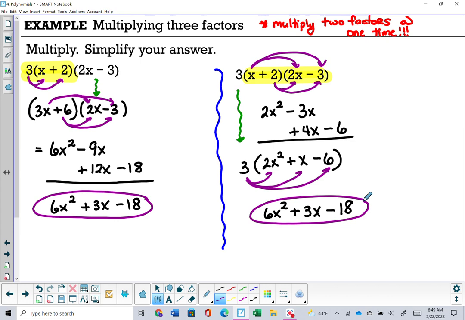The reason why I showed you both ways is because personally, I prefer the second way. I like to multiply my constant in at the end because that keeps my coefficients smaller until the very end, and then I'll multiply through by the 3. So you can pick your poison. Whichever way is more convenient for you is what you should go with, whatever you're most comfortable with.